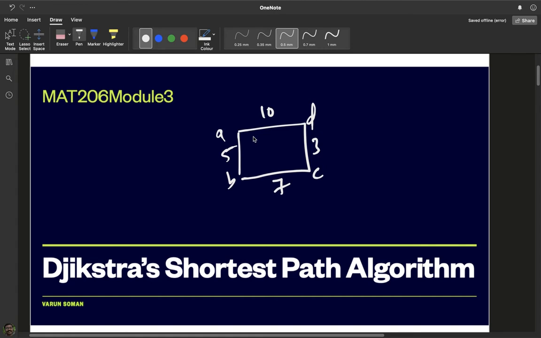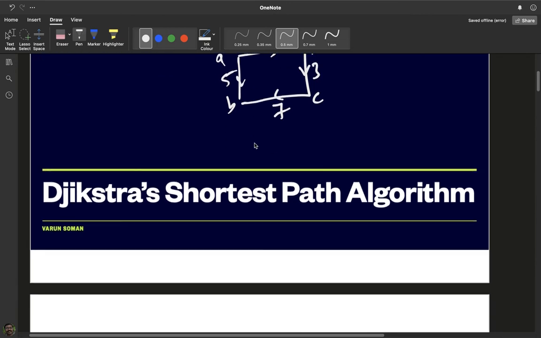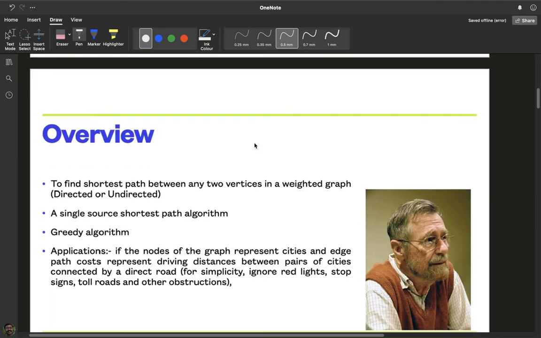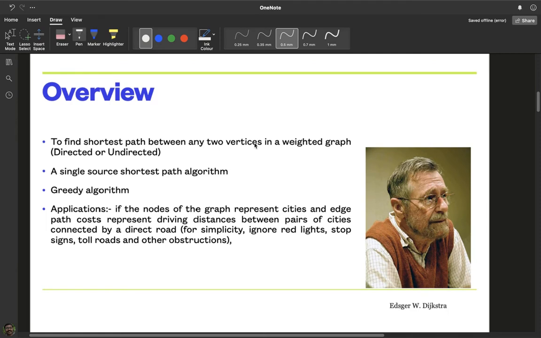It is valid both for directed and undirected graphs. So even if the edges are directed, this algorithm will apply. We'll be discussing this shortly. Before that, let us see some important properties of Dijkstra's algorithm. First of all, it is a single source shortest path algorithm. This is just for information, it is not required for you.